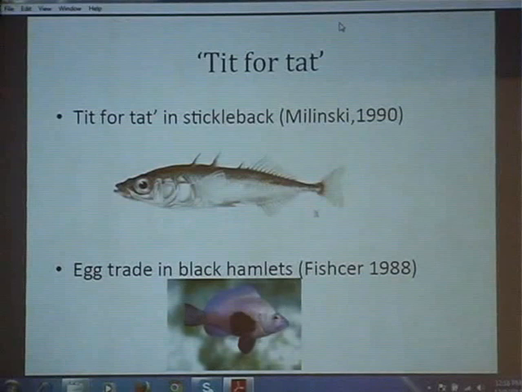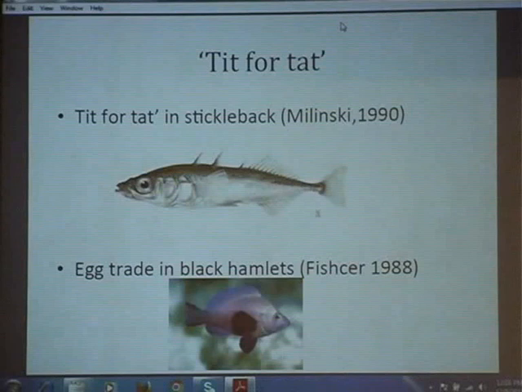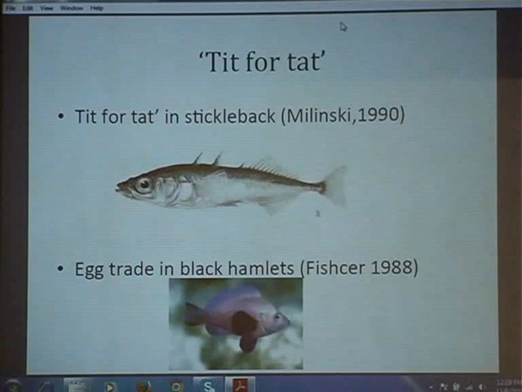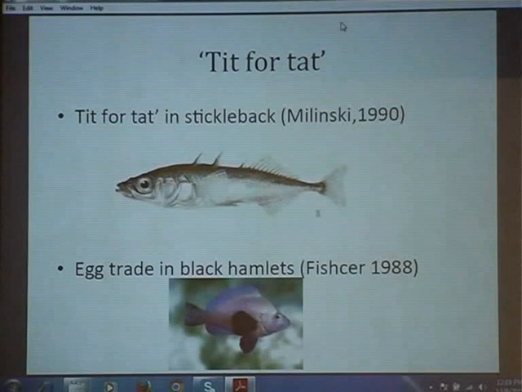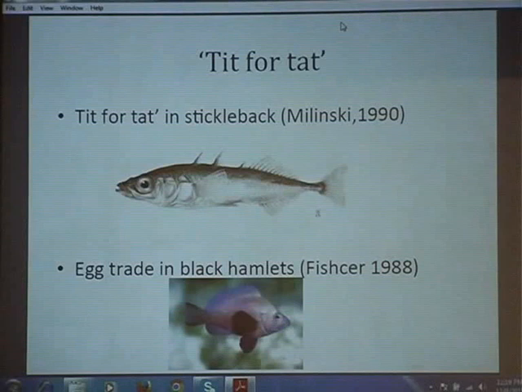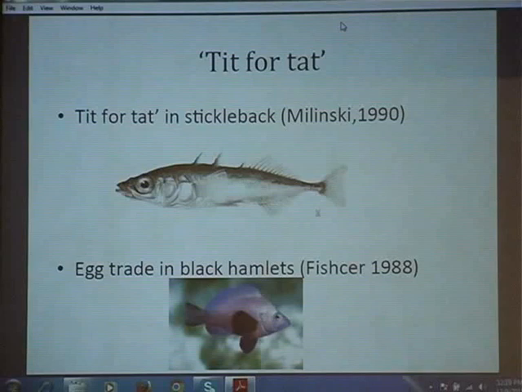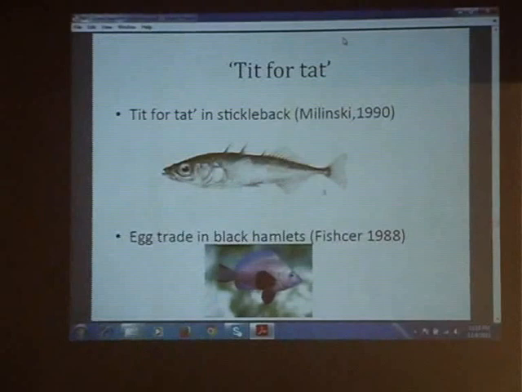Usually the fish will not go for the predator inspection with that fish. And a similar thing has been seen in egg trading black hamlets. This is a hermaphroditic fish which produces both egg and sperm, and they gather at one place, and one fish will provide some eggs to the other fish, and that fish will inseminate the eggs. Then this fish has to return egg to the other fish, and this fish will inseminate that.